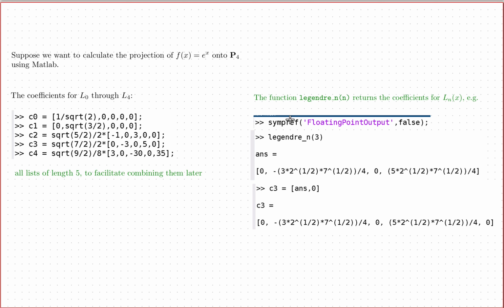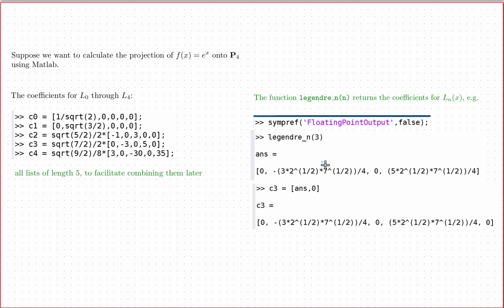And so, for example, if you change your sim preferences so that floating point output is false, which I'd like to do in this case so I can see exact answers, right? Rather than seeing decimals, I'll see expressions written in terms of square roots and things. Then, when you call Legendre n of 3, it'll give you a list of the coefficients for the third Legendre polynomial, that is L3 of x, here. And you'll see that this agrees with what we have over here for L3, right?